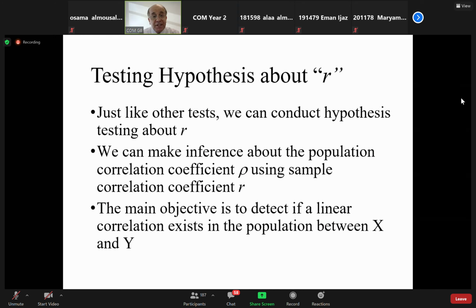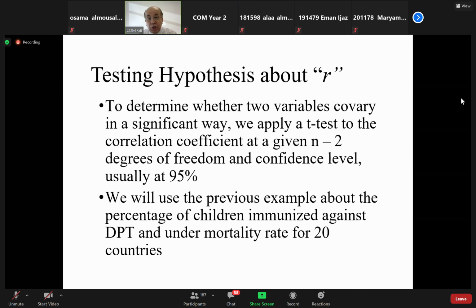So the hypothesis testing, you know that it's very similar to what Dr. Peter did. And the main objective is to detect if the linear relationship exists. So there is a linear relationship, but is it really significant or not significant? I mean, statistically significant or not statistically significant? So what we do is we test hypotheses. To determine whether 2 variables covary in a significant way, we use the t-test. We apply the t-test to the correlation coefficient, at a given n-2. So in this case, you have n-2 degrees of freedom.